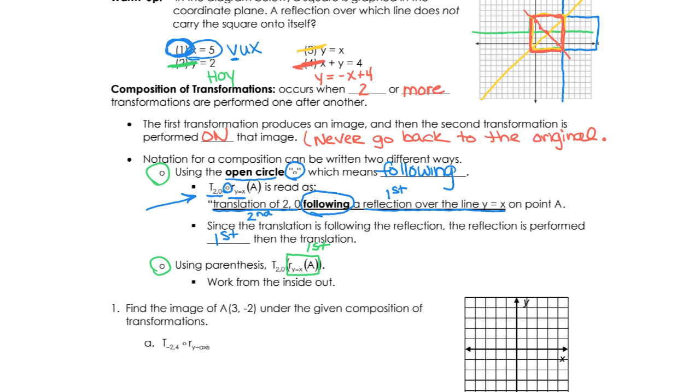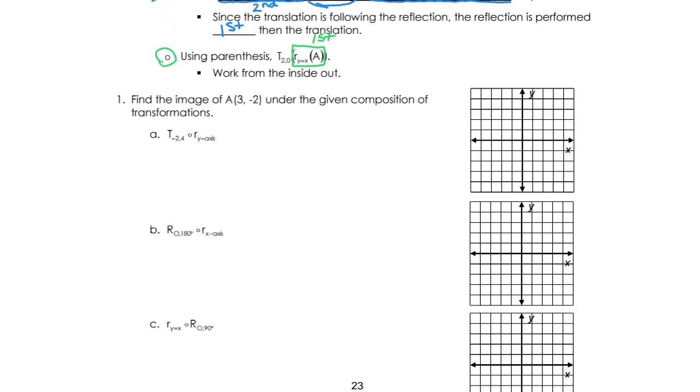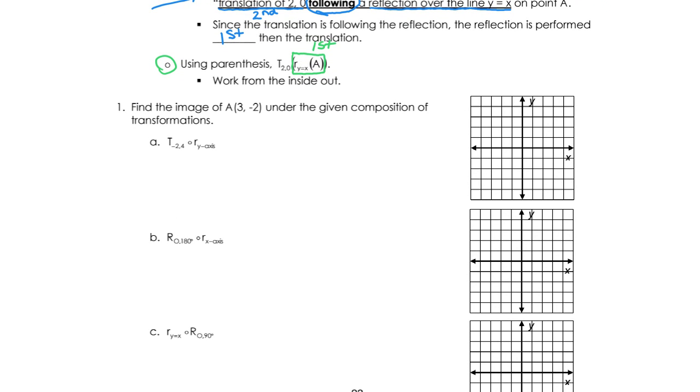Okay? All right, here we go, guys. In number 1, it's going to ask us to find the image of A, who's at positive 3, negative 2, under the given composition of transformations. So what this says is that it's a translation following a reflection over the y-axis. Therefore, in order for the translation to follow the reflection, the reflection is going to have to go first.